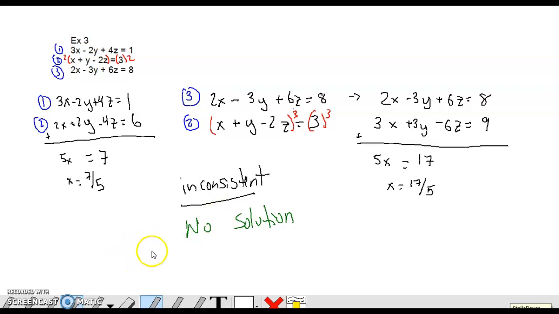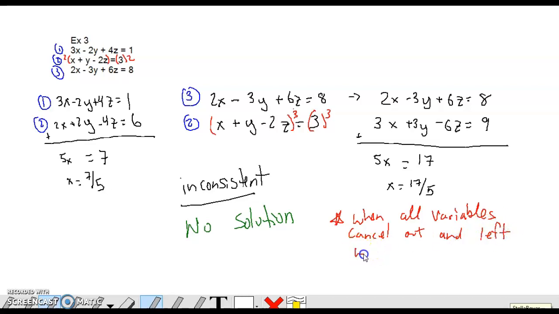The other way we can see an inconsistent, no solution system is when all your variables cancel out and you're left with a false statement. What do I mean by that? I mean like 0 is equal to 1. That's obviously a false statement. That means that no matter what values I plug in for the variables, the right side and the left side will never be equal to each other, aka it's a no solution.